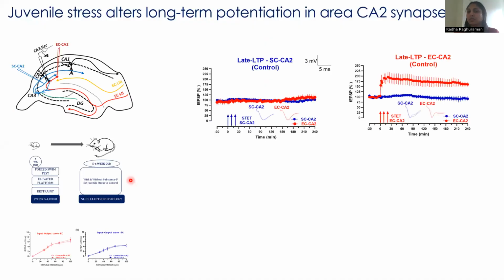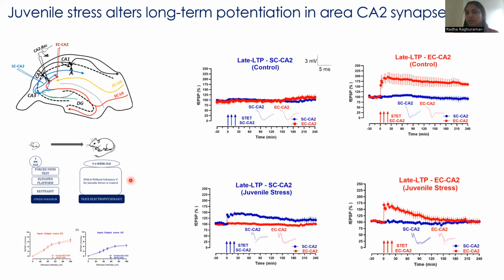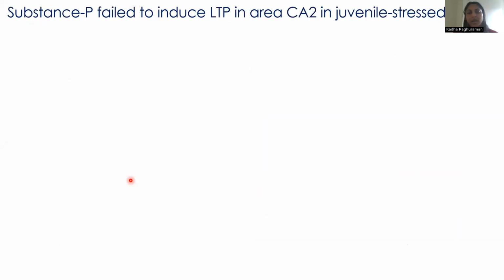So this has already been shown by a couple of labs, where we know that the Schaffer collateral synapses at CA2 are resistant to LTP, but the entorhinal cortical synapses show LTP. But in the case of juvenile stress, it's intriguingly contrary to our expectations. We saw induction in both the Schaffer collateral synapses as well as the entorhinal cortical synapses, but they failed to maintain the late phase LTP.